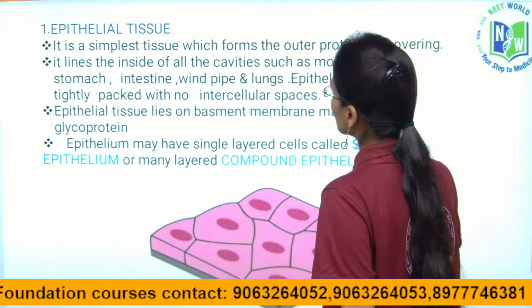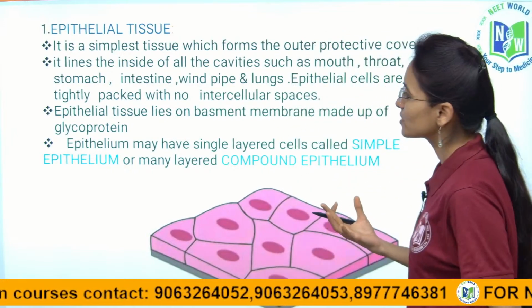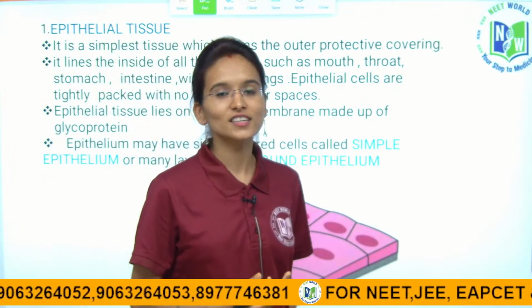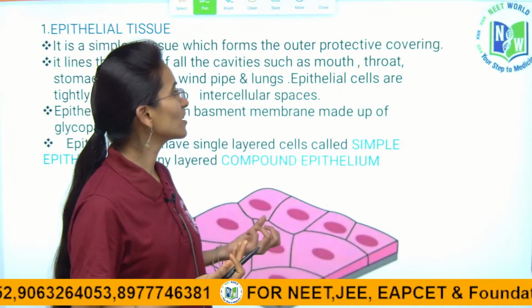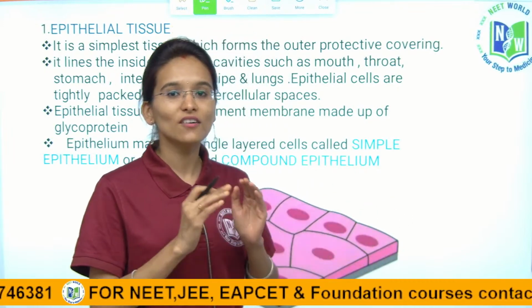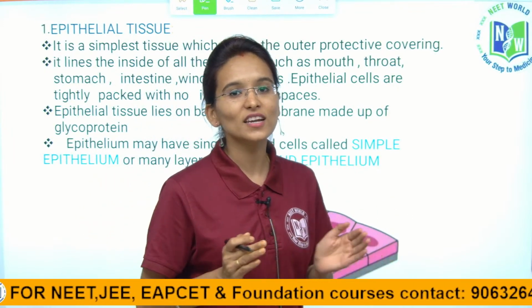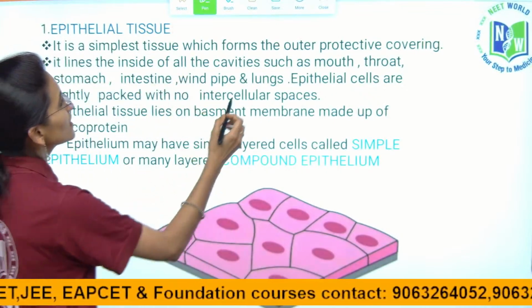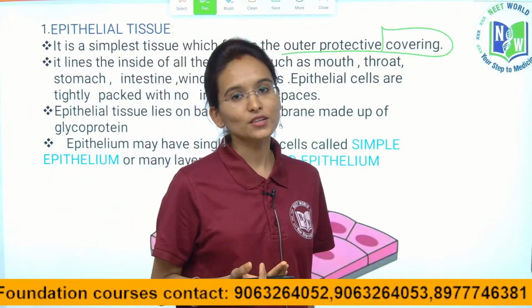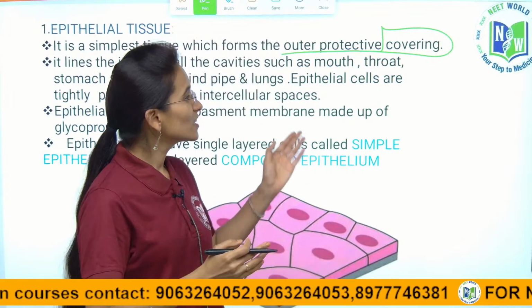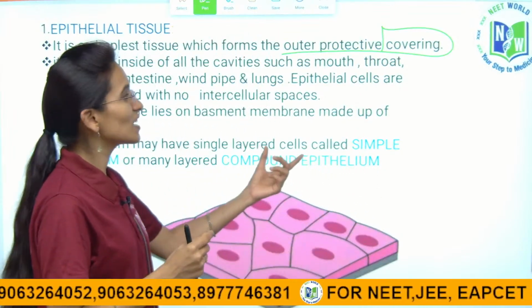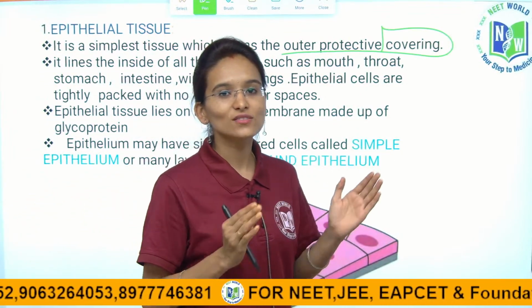See, first one is the epithelial tissue. Generally the epithelial tissue is protective in function, it is also called covering tissue. Why do we call it covering tissue? Because this tissue covers the body, and covers some important organs externally as well as internally. It is the outer protective covering. It also lines the cavities and the internal organs, externally as well as internally.